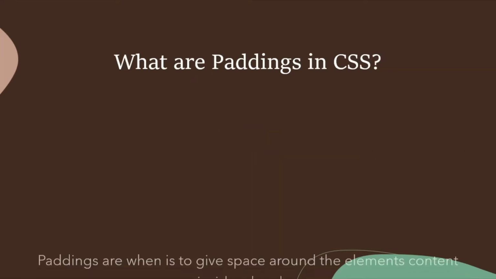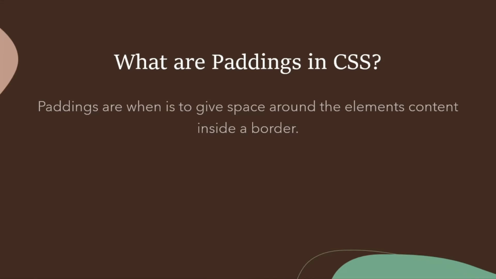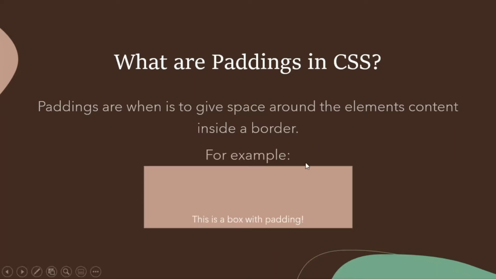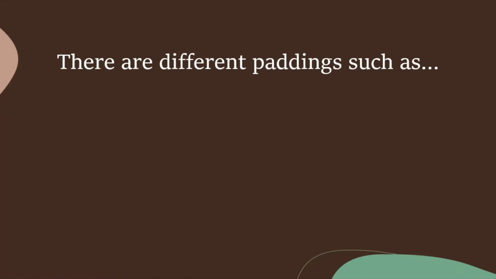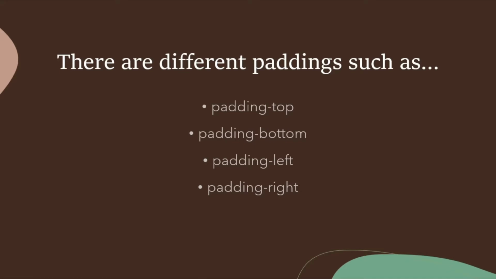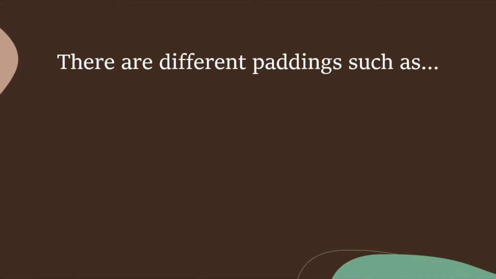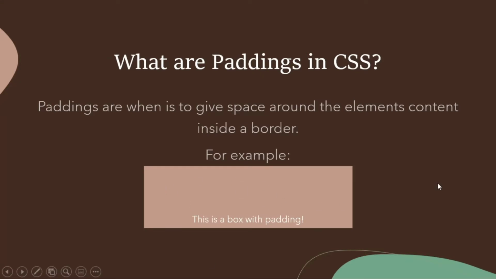What is padding in CSS? Padding is the space around the element's content, inside a border. For example, this is a box with padding, so you can see there's a lot of space. This can be the padding top right here. There are different paddings such as padding top, padding bottom, padding left and padding right. So let's get started with padding in Sublime Text.